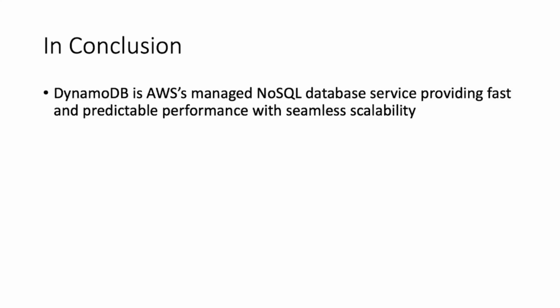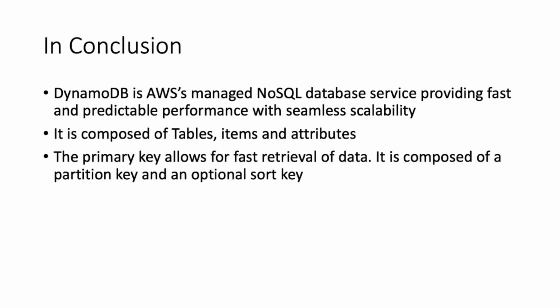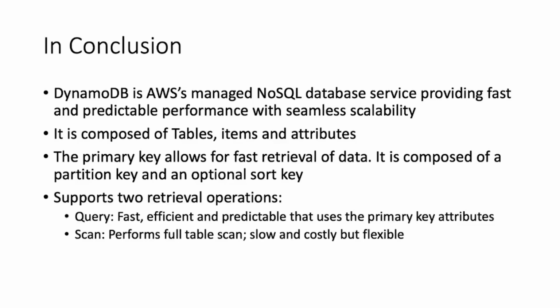We covered quite a bit here in this short presentation, so I'm just going to sum it up now. So we now know DynamoDB is AWS's NoSQL managed database service, and it is composed of tables, items, and attributes. It has a primary key, which allows for fast retrieval of data. The primary key is composed of a partition key attribute and an optional sort key attribute. Dynamo supports two main retrieval operations. One is query, which uses the primary key, and it's obviously fast and efficient, and it provides predictable performance.